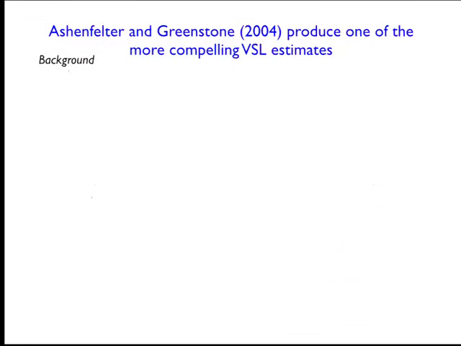Okay, so the first study that I want to talk about in detail, which tries to estimate the VSL, is this Ashenfelter and Greenstone study. I say it is one of the more compelling VSL estimates. I think there are two components to it. The first component is that they're trying to estimate the risks of changing the speed limit on fatalities, and I think that part is pretty compelling.